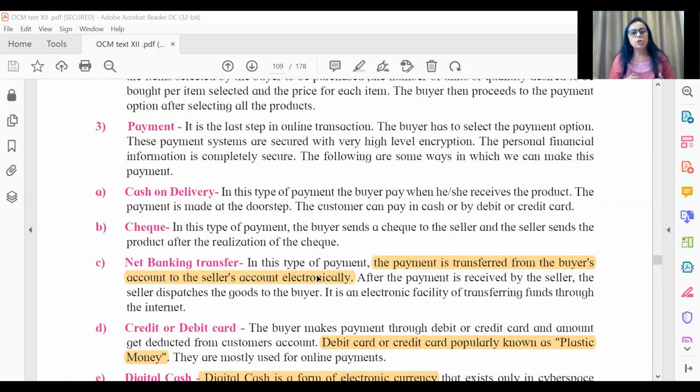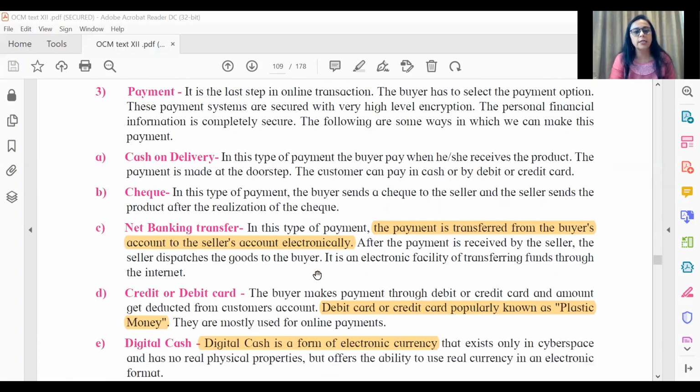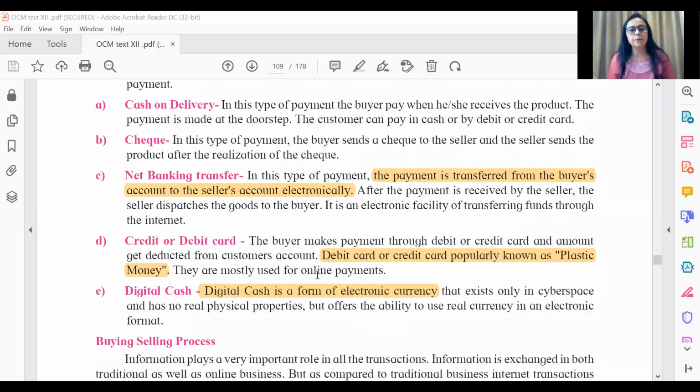There's not much of an objective on COD or check. Let us talk about net banking transfer. Please keep marking whatever has been highlighted. The payment is transferred from the buyer's account to the seller's account electronically. We know this has also come in the chapter on banking. It's kind of a similar thing here in e-commerce online transaction, so don't get confused between the two.